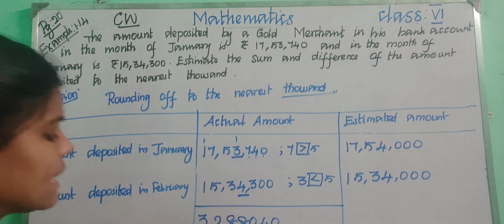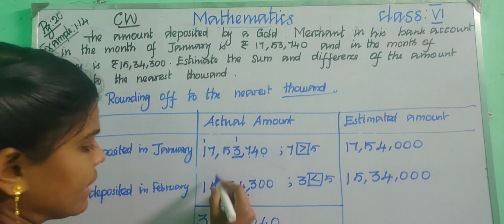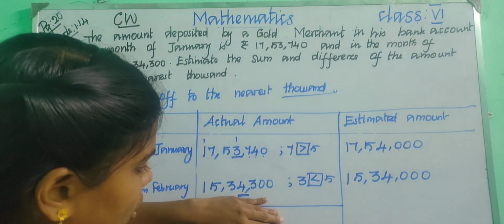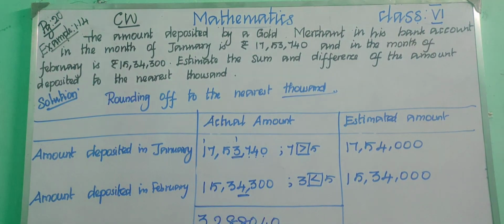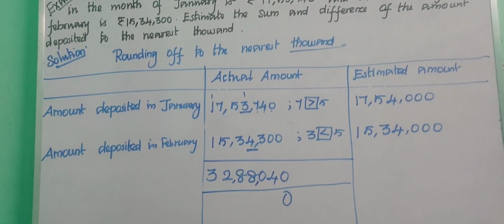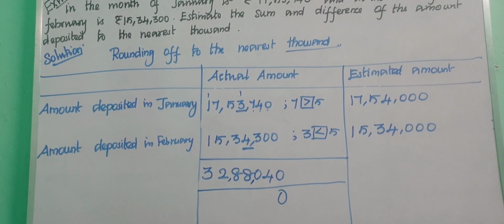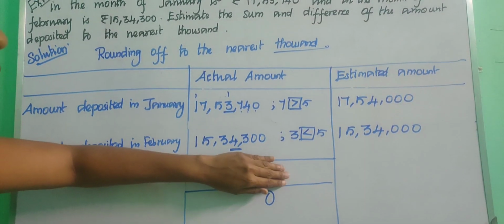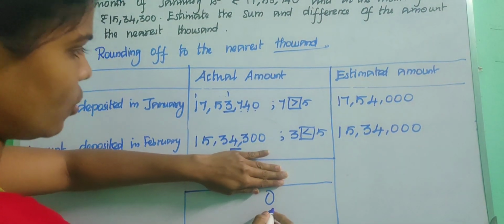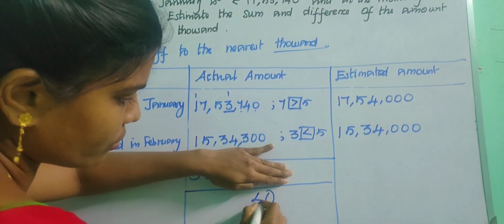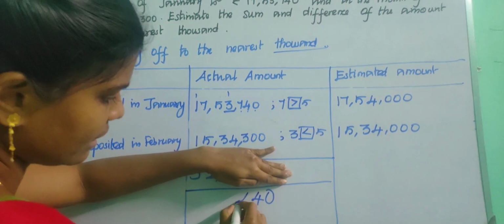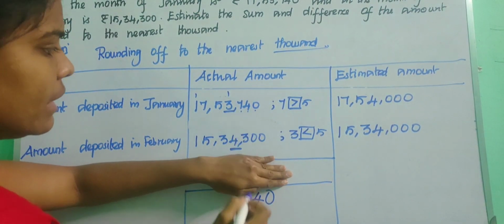Okay children, so let us find the difference. Let us find the difference in this column. Just hide this one. So 0 minus 0, 0. 0 minus 0, 0. 4 minus 0, 4. 7 minus 3, 4.